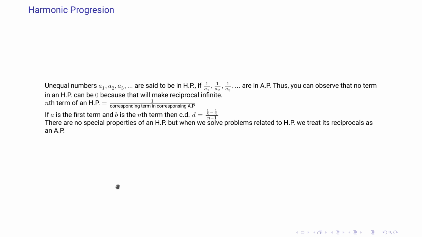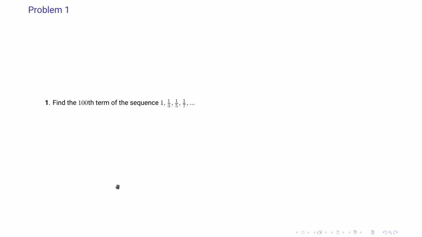Alternatively, we can write that the nth term of an HP is equal to 1 by the corresponding term in the corresponding AP. Now, if A is the first term and B is the nth term, then common difference D is given as (1 by B minus 1 by A) by (n minus 1). So this is the common difference of the corresponding arithmetic progression. There are no special properties of an HP. So whenever we need to solve problems of HP, we will treat its reciprocals as an AP. So let's get started with the problems.